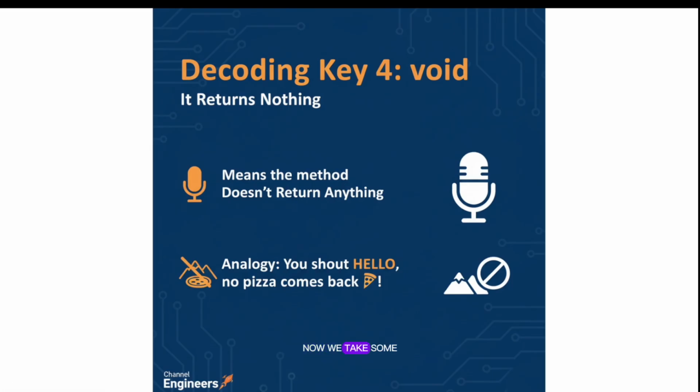Now let's take a real-time analogy. You shout hello, you get a pizza back. No, that's not what void means. No return value, it just executes. If you say hello, you don't get pizza back like that, you don't have to return a value. But if you use int there, then you have to return the pizza back.